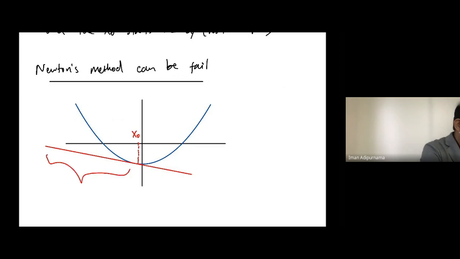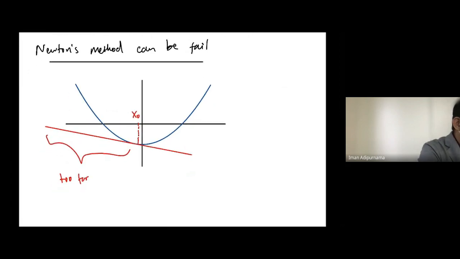So this will be too far. Okay, so we take the wrong x0. Oh, so we need to change our x0, and maybe the x0 should be around here or around here. That will be correct because it will be giving us better expected results, right? Okay. This is too far.